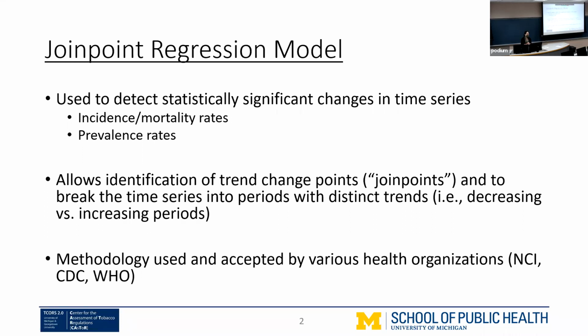The joint point regression model is used to detect significant changes in time series, and is often used to look at the trend in incidence or mortality rate of diseases such as cancer, and also prevalence rates. But not just this. Basically, you can look at any time trend in any rate as you wish, as long as you have that set of data. In joint point regression analysis, you want to find change points of trend, identifying the points which break the time series into distinctive periods. This method is extensively used in many research fields, in time series analysis, and in health organizations.